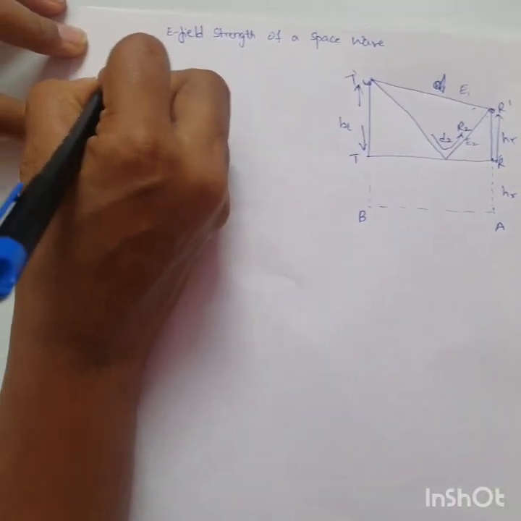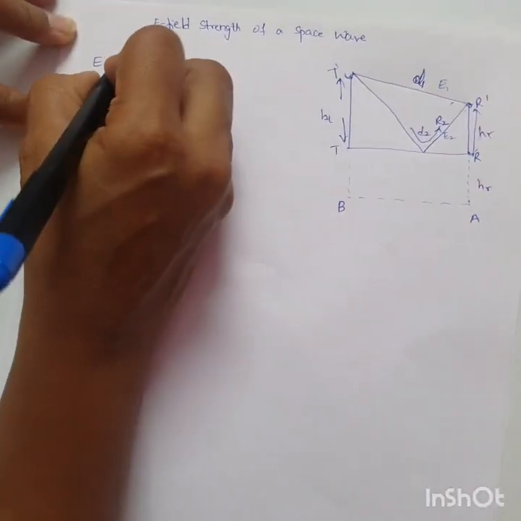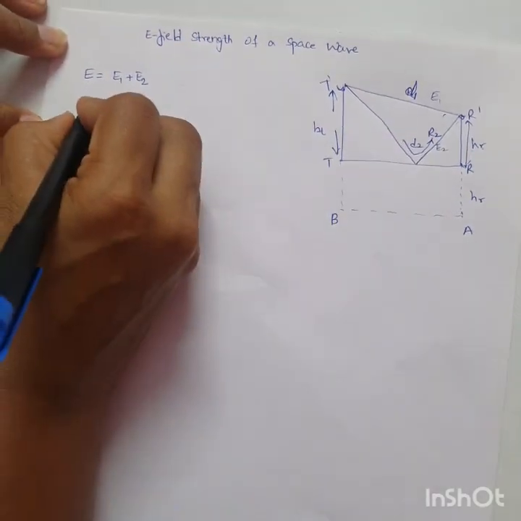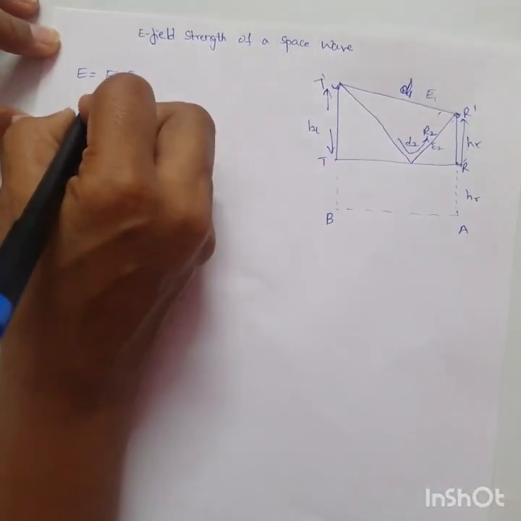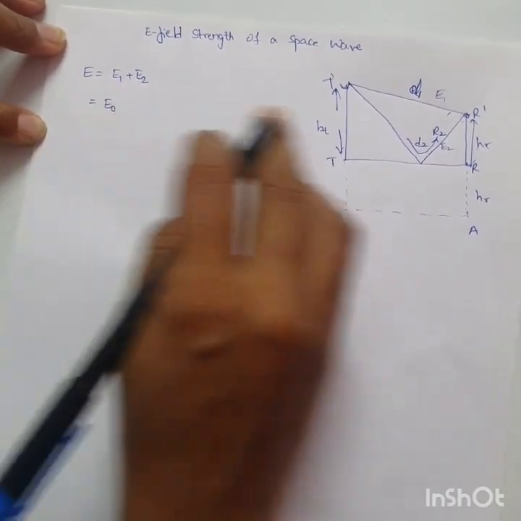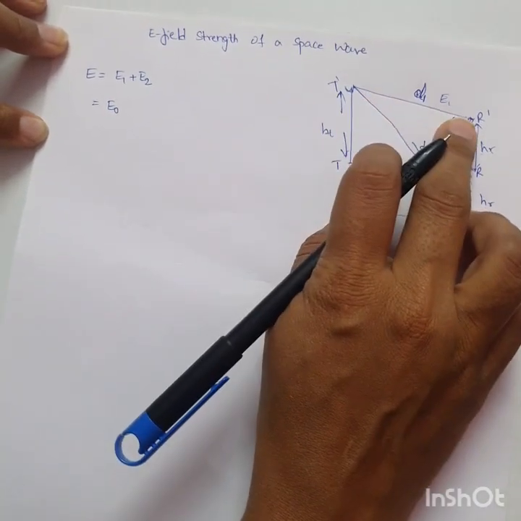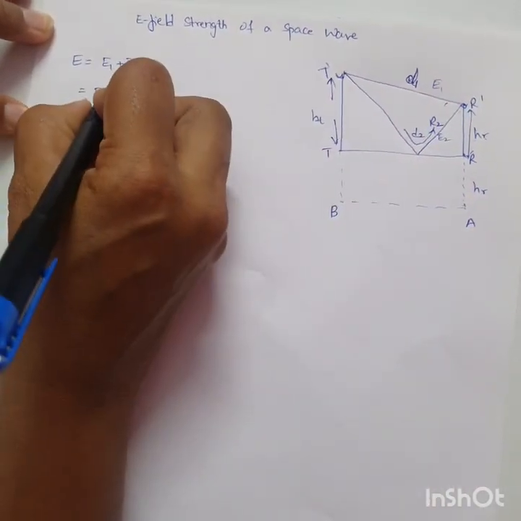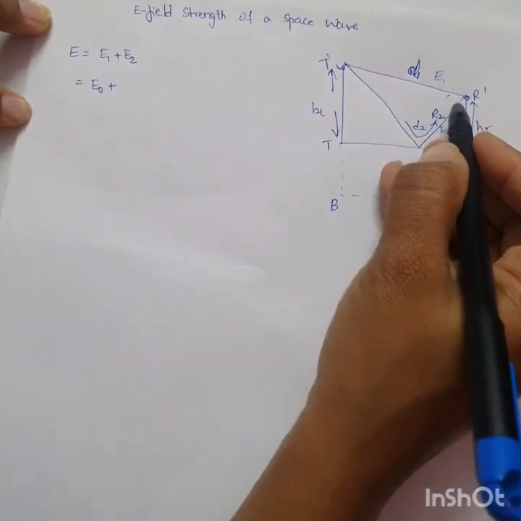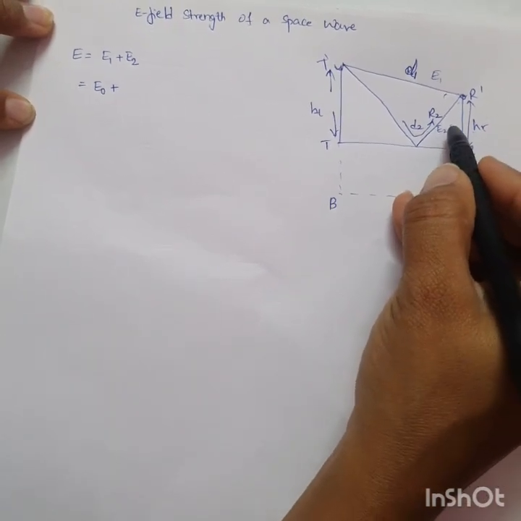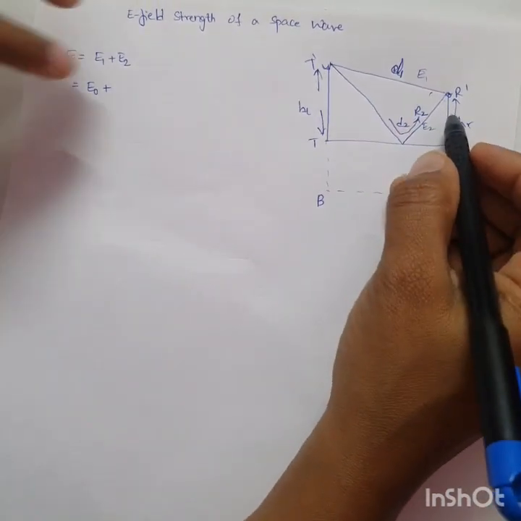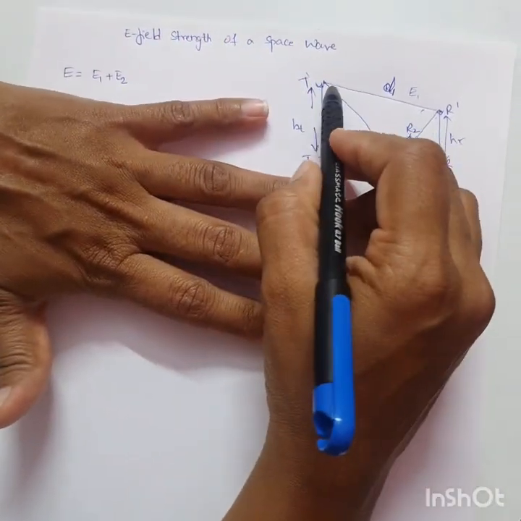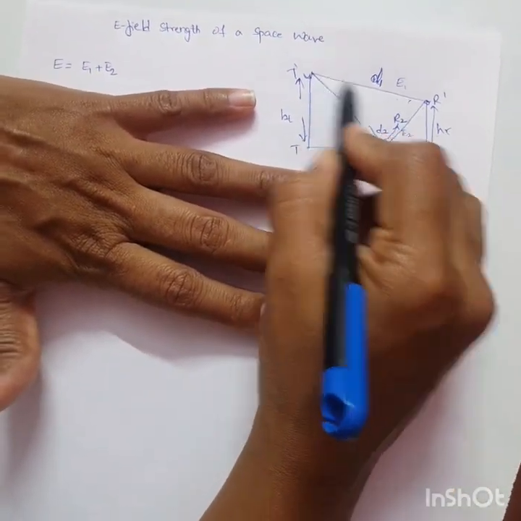So the total electric field received at the receiver is the vector sum of E1 and E2. Let us say E1 is E0, the electric field strength at the receiver obtained through the direct path. And how do we write the expression for E2? E2 is the reflected wave, and the reflected wave has a certain phase difference when compared with the direct wave.